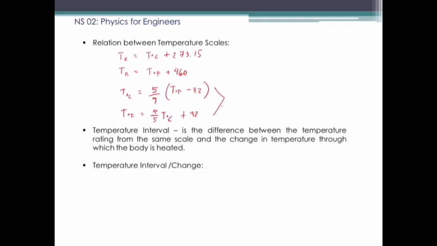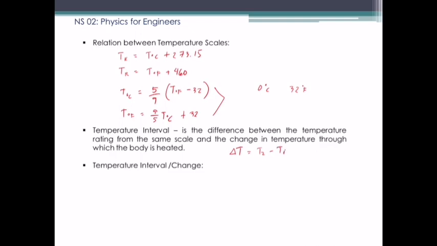Okay, so we have also the term temperature interval or temperature change. Temperature change is denoted by this symbol delta. It is the difference between the temperature readings from the same scale, the change in temperature through which the body is heated. So it is always final temperature minus the initial temperature.